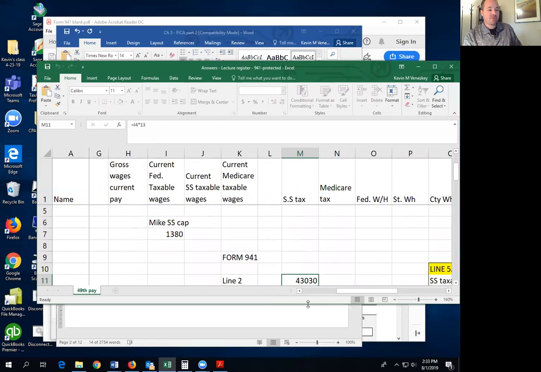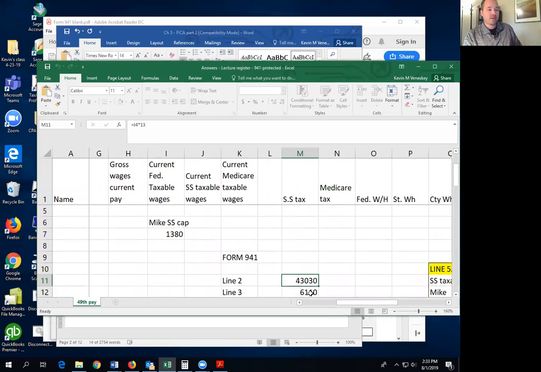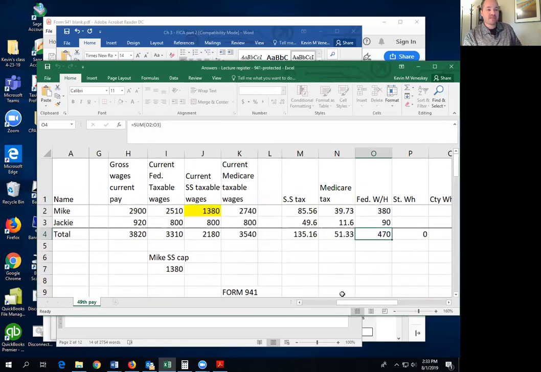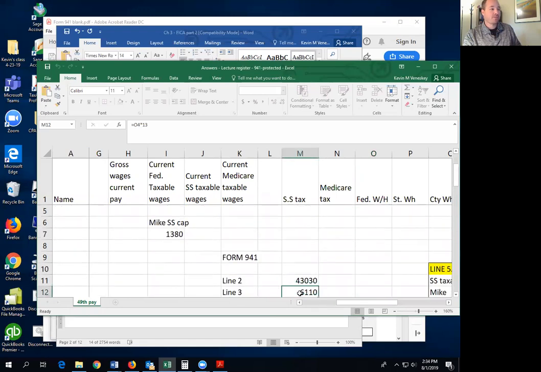So we can do the same thing for line 3. Line 3, I'm simply going to see this is what was withheld for this certain pay. And as long as they work the same amount, and we're assuming that they did all 13 weeks of the quarter, I can simply take the 470 or cell O4 and multiply it by 13 weeks. That's how much I should have collected for federal income tax.